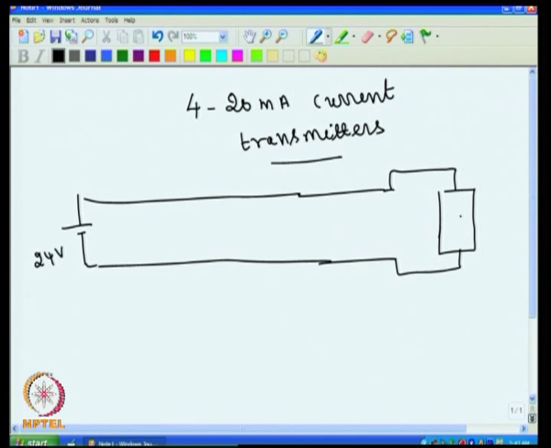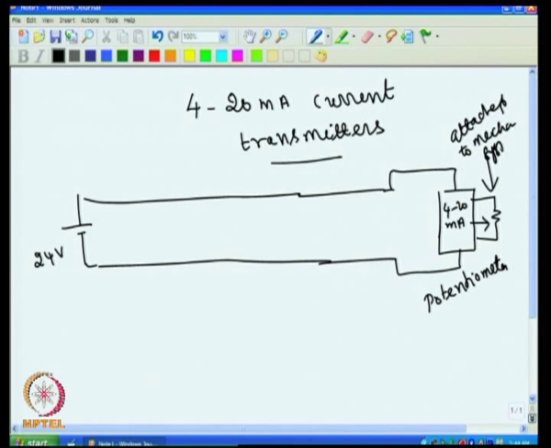This is the 4-20 milliampere current transmitter. Then this is connected to a transducer. Say, for example, in this case, a potentiometer is the transducer. This potentiometer is attached to a mechanical system. So essentially, when the mechanical system moves, the potentiometer center point moves. Now, what is required is the mechanical system's position to be transmitted as a current.